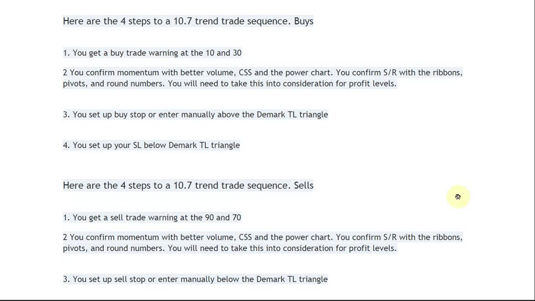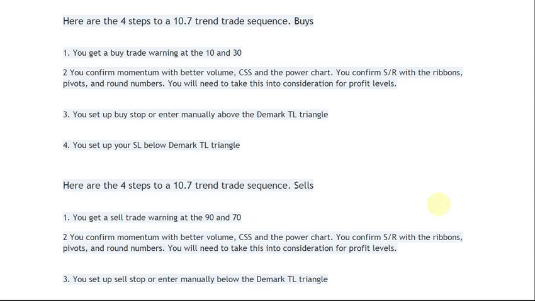Here are 4 steps to a 10.7 trend trade sequence, buys. And this would also be the same for a counter trend trade that would be a buy. You get a buy trade warning at the 10 and 30. You confirm momentum with better volume, CSS, and power chart. You confirm support and resistance with the ribbons, pivots, and round numbers. You will need to take this into consideration for profit levels.